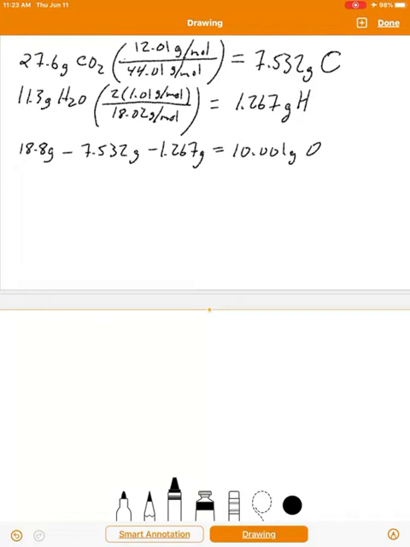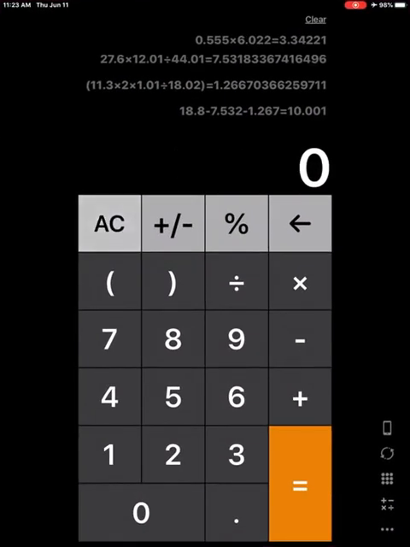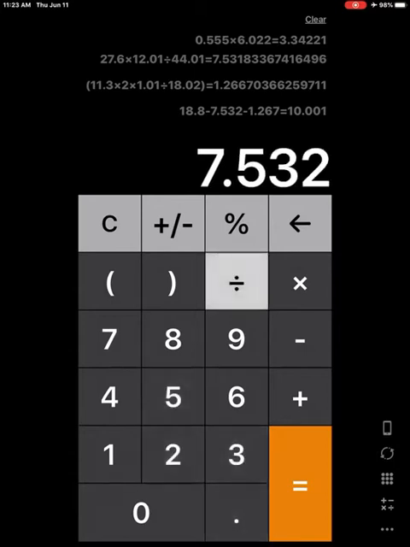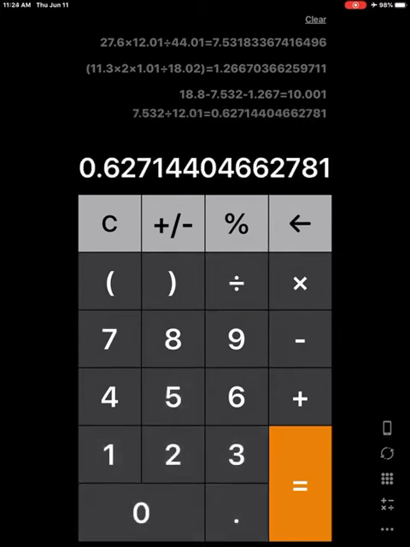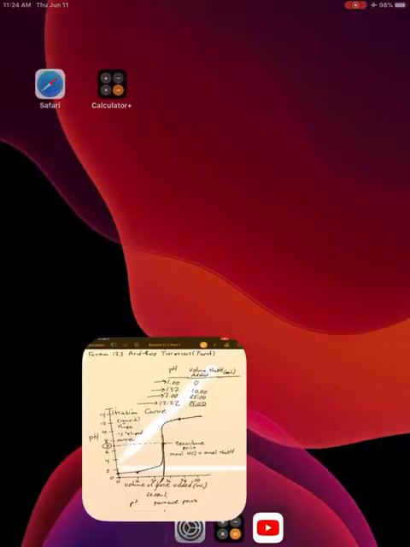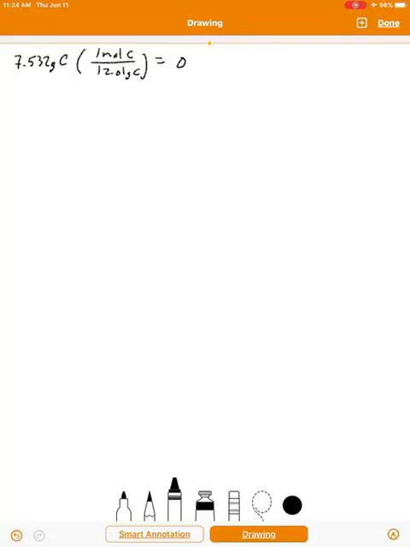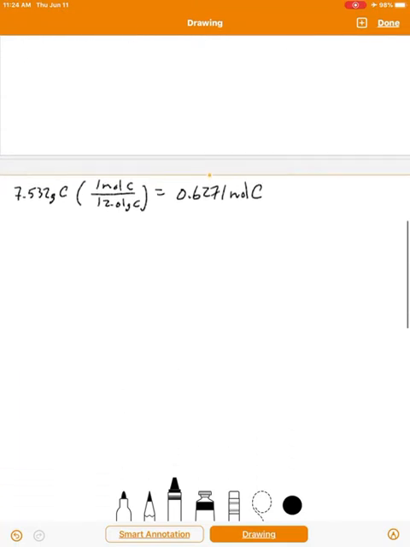We have 7.532 grams of carbon. Converting to moles, we divide by the molar mass. Right? So 7.532 over the molar mass of carbon, 0.6271. Okay, that's carbon. Now we've got to do the hydrogen, 1.267 grams.